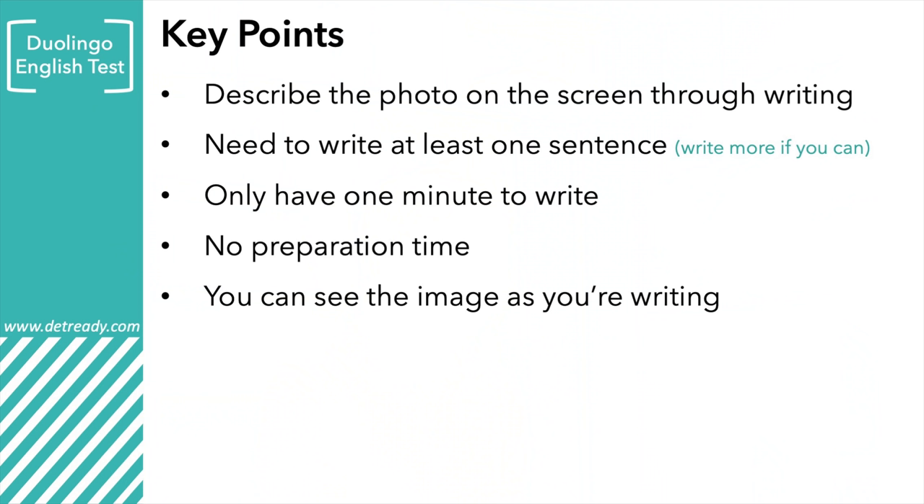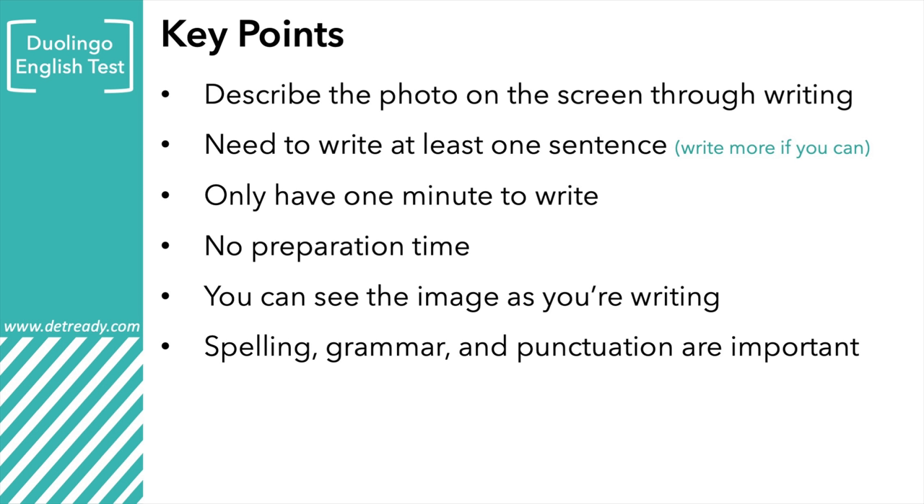Okay, back to the key points. Luckily, you are able to see the image as you're writing. So that makes it a little bit easier. And you need to remember that spelling, grammar, and punctuation are important. Even though this is a quick and short writing task, you still have to follow all of the rules of English writing. So pay attention to your spelling, your grammar, and your punctuation. Those 3 things are of course important for this question type and any other writing you do on the Duolingo English test. So make sure you pay attention to those 3 things.